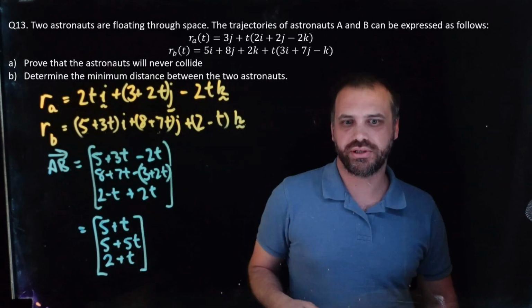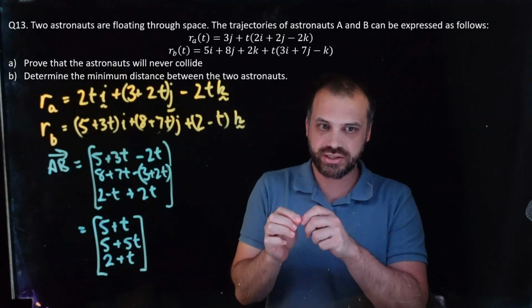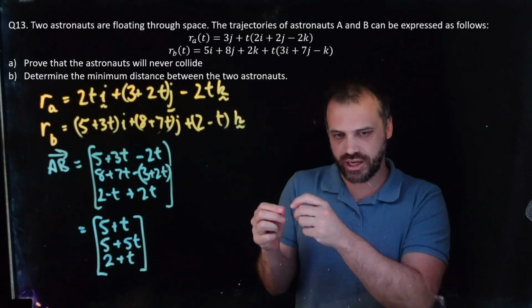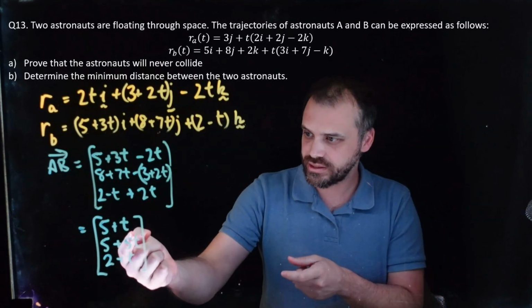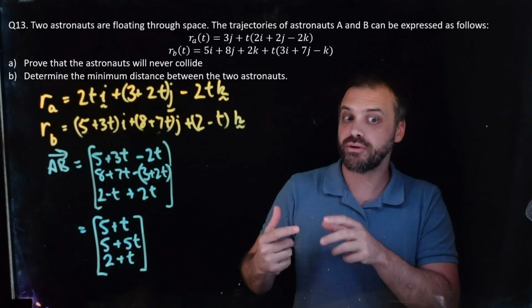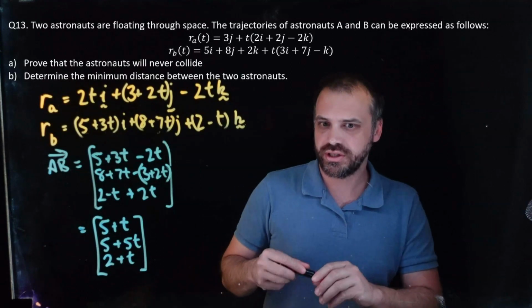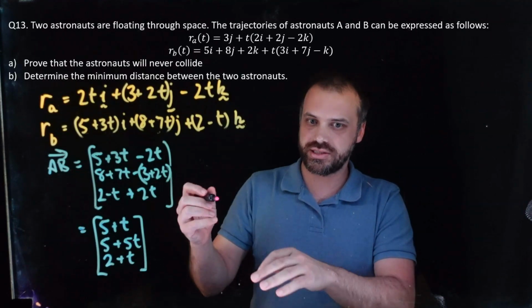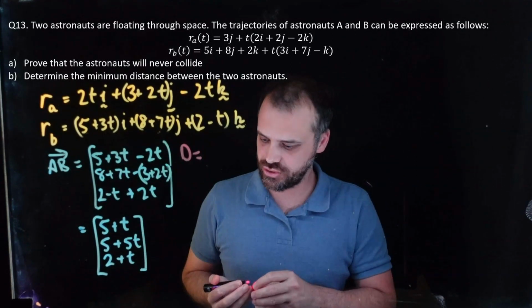So now we've got something like this. This gives us the vector connecting astronaut A to astronaut B at time t. Now we don't care about the direction of it, we care about the magnitude of it. So how do we find the distance between our two astronauts?